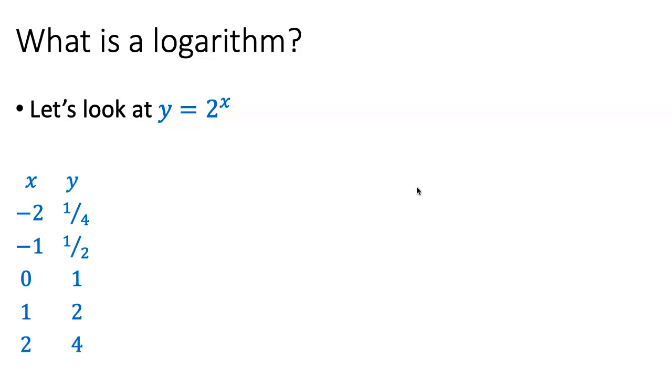If we make an xy chart, let's start with 2 to the 0 power. If we plug 0 in for x, 2 to the 0 power is 1. Anything to the 0 power is 1. If we plug in a 1, 2 to the first power is 2. If we plug in a 2 for x, 2 to the second power is 4.